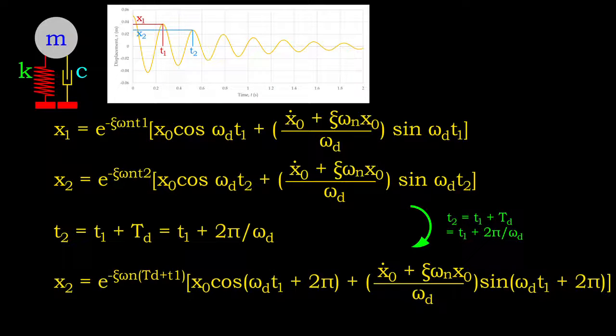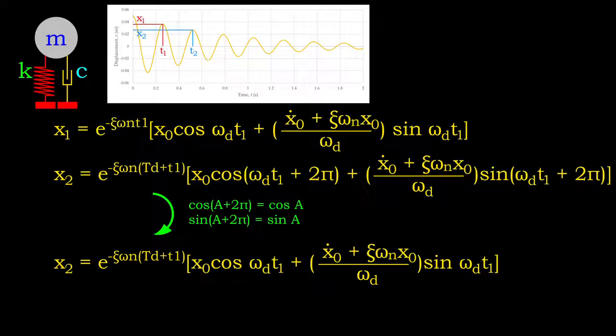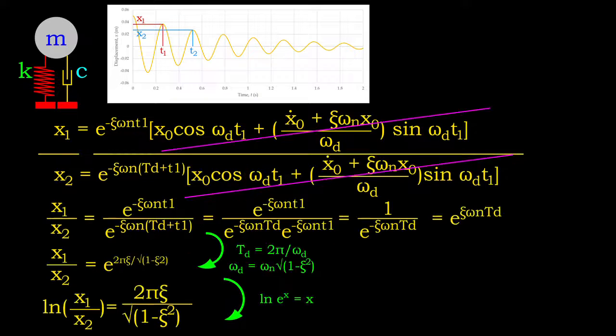Then, we can express t2 as the sum of the period and t1. Next, we apply a trigonometric identity to transform the expression of x2 into a more favorable structure. Let's take the ratio of x1 to x2.